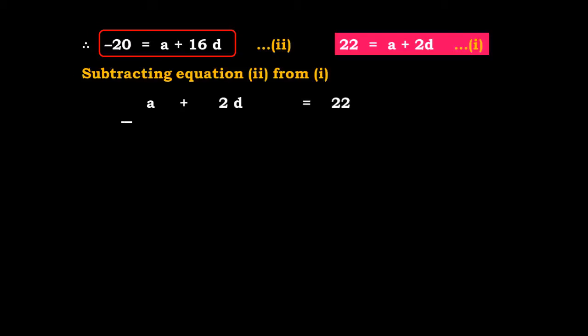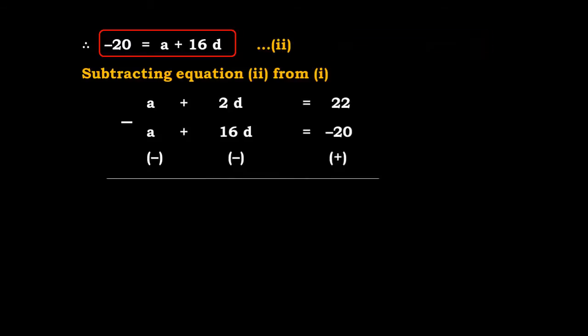And equation 2: A plus 16D is equal to minus 20. Subtracting, that means the sign will get changed. Minus plus will become minus, minus will become plus. A gets cancelled, 2 minus 16 is minus 14D. And 22 minus minus 20 becomes 22 plus 20, 42. So D is equal to 42 upon minus 14, that is D is equal to minus 3.